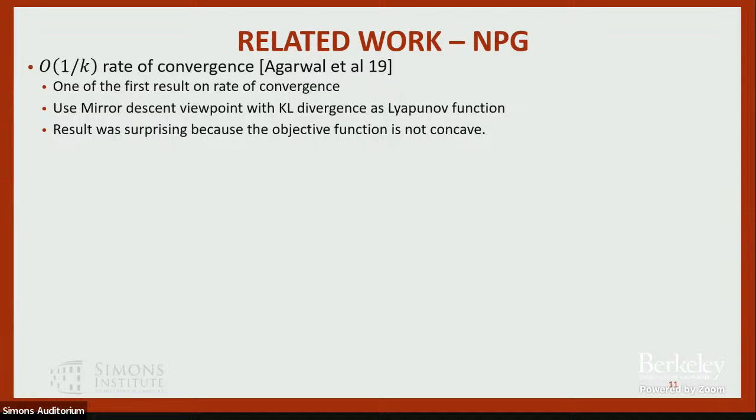Natural policy gradient, like I said, was introduced by Kakade 20 years ago, and 3 years ago, Agarwal et al. essentially presented the first proof of convergence to the global optimum, and they showed a rate of 1 over k, and they take the mirror descent viewpoint and work with KL divergence as a Lyapunov function. And one of the surprising results, this is a breakthrough paper in the space, and the reason being that before them it was not clear if these policy improvement methods even converge to the global optimum, and they showed that they do converge to the global optimum, even though the corresponding objective here turns out to be non-convex, and they got a rate of 1 over k.